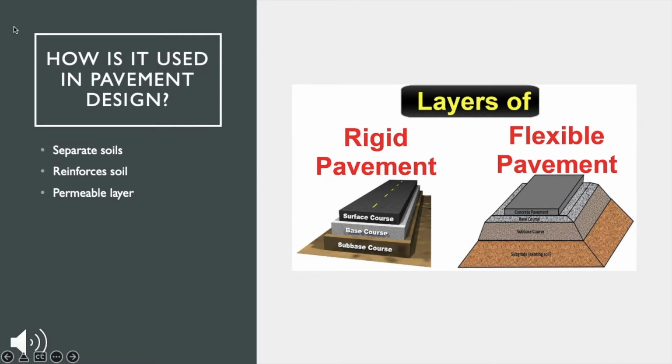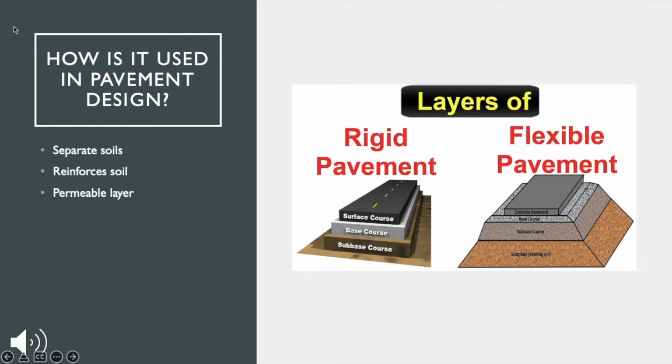So how are geosynthetics used in pavement design? As y'all can see, there are two different types of pavements, rigid and flexible pavement. This image also shows their layers. So as I said before, you can use different types of geosynthetics for different purposes, but the most common in pavement design are to separate the soils. Basically, they keep the soils separate in their own layers, which will increase the lifespan of the road. They can also be used to reinforce soil. It actually increases their tensile strength. It's very similar to adding steel and concrete. It can also act as a permeable layer where water will seep through down below.